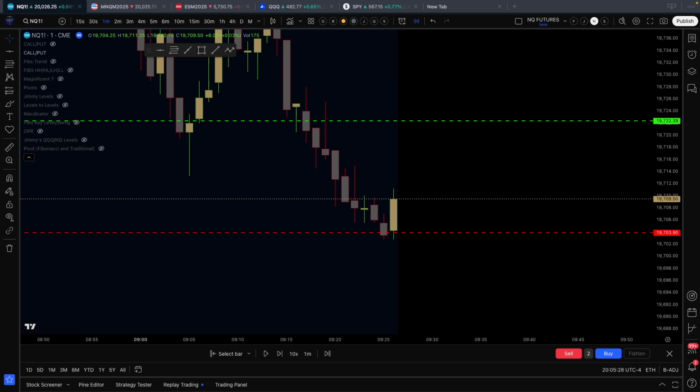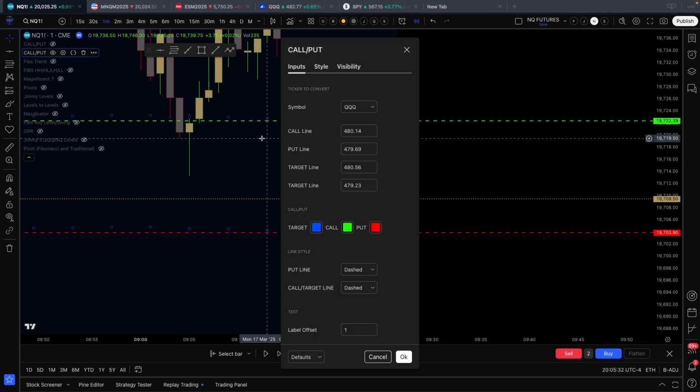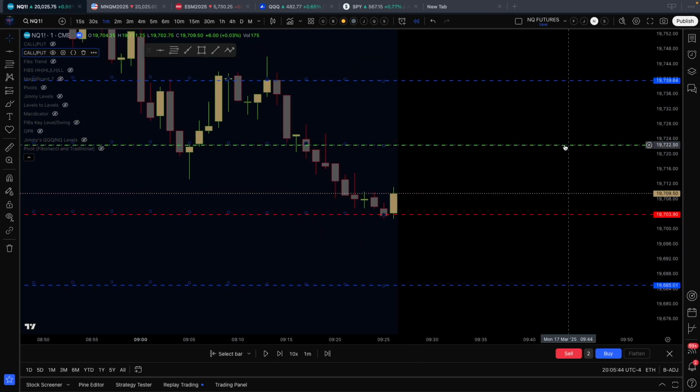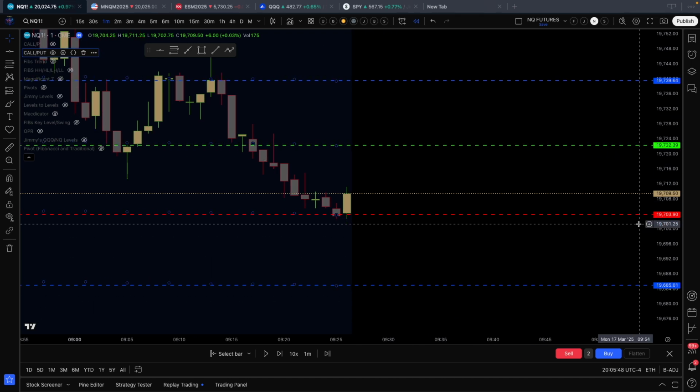So to start off, the indicator I have is the call put indicator. And all you do is, when Jimmy says the number, you just punch it into wherever you want it. If he says it's his put line and his target, you just type it in here. The red line's obviously the put, the green line is the call, and I just left the blue line, whether it's up or down, as target lines.